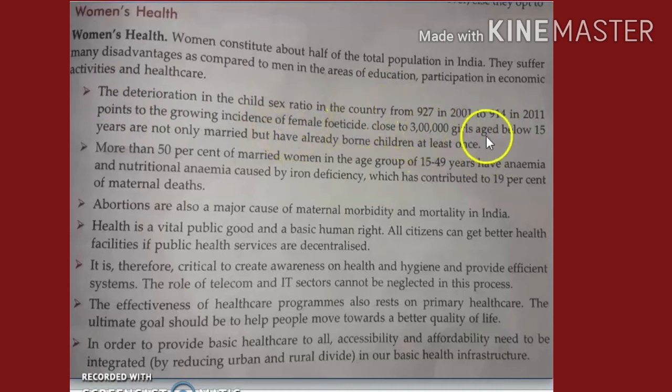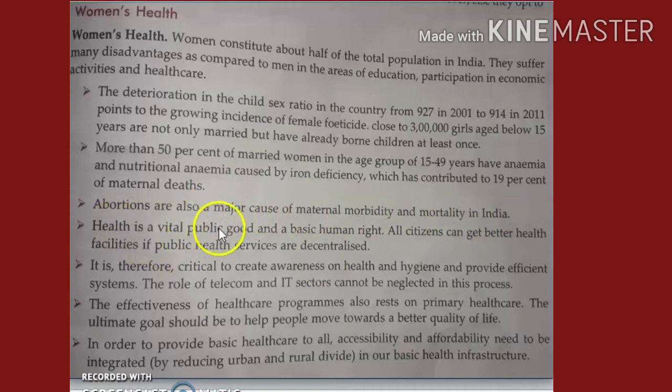Close to 3 lakh girls aged below 15 years are not only married but have already borne children at least once. So this is the deteriorating condition of children and women. More than 50% of the married women in the age group of 15 to 49 years have anemia, and nutritional anemia caused by iron deficiency has contributed to 19% of maternal deaths. Abortions are also a major cause of maternal morbidity and mortality in India.